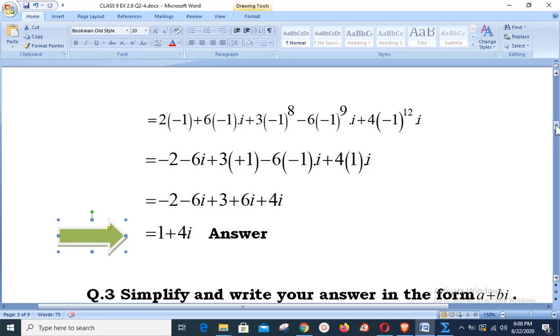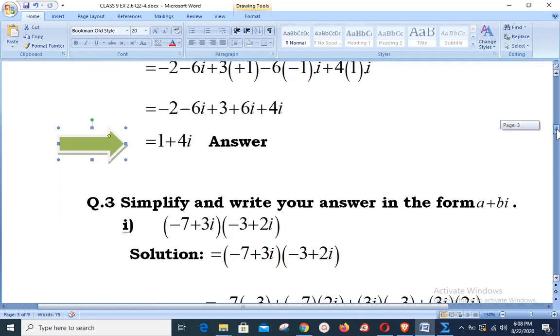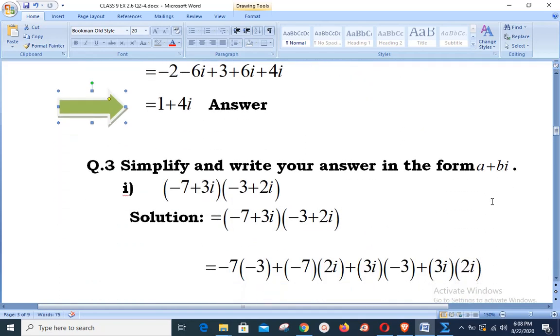Hope you all understand. You need to remember the rules. Iota is equal to square root minus 1. Iota square is equal to minus 1. Iota cube is equal to minus iota, whereas iota power 4 is equal to 1. These you need to remember.